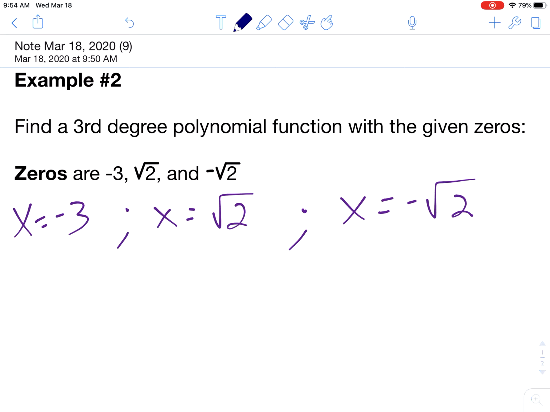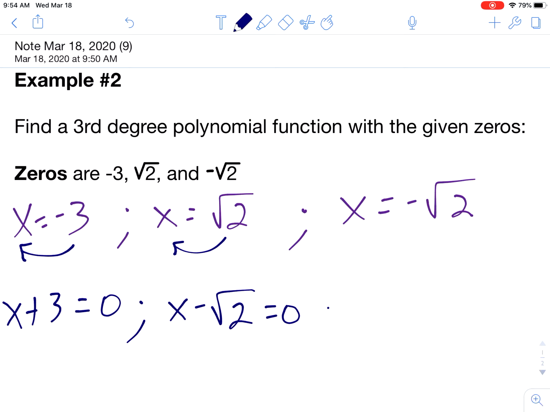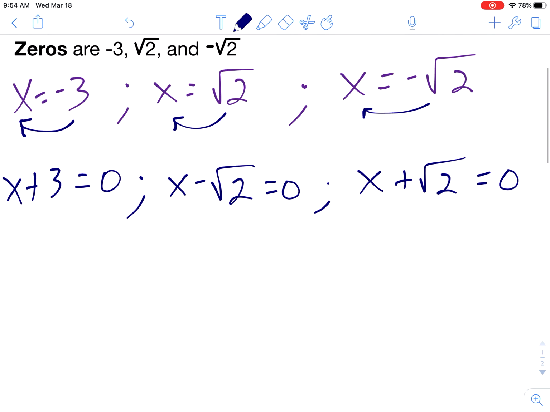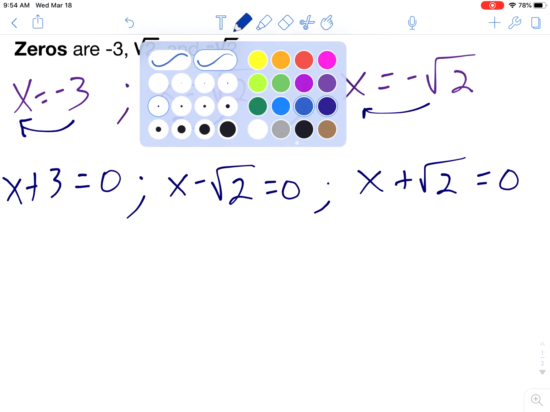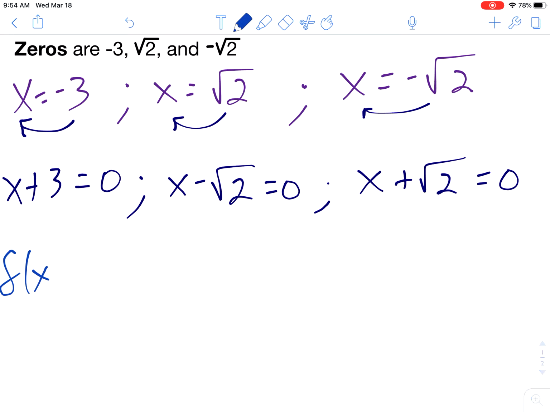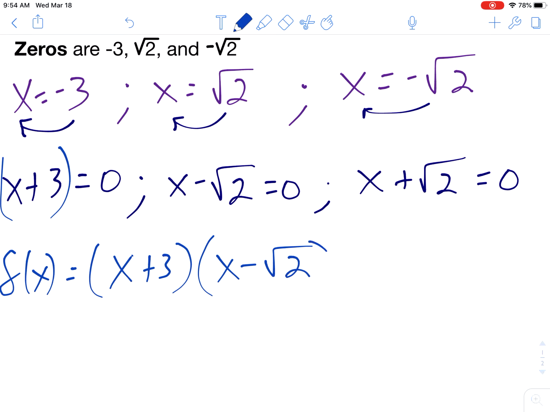We're going to move this over to the left, so that gives us x plus 3 equals 0. We're going to move this over to the left, that gives us x minus the square root of 2 equals 0. Move this over to the left, this gives us x plus the square root of 2 equals 0. And remember, the goal is you're looking for a function, so I'm going to write those three factors out from our previous step, but just write them all next to each other in our polynomial expression.